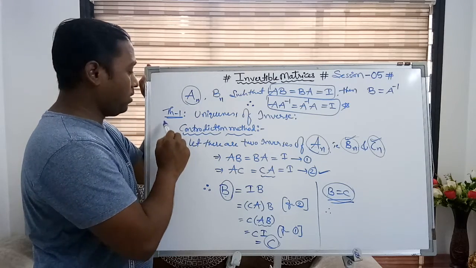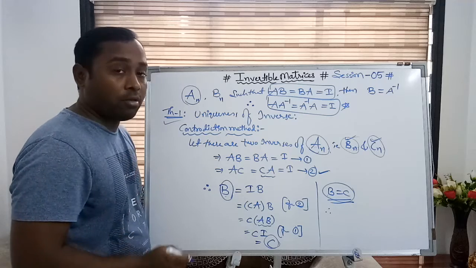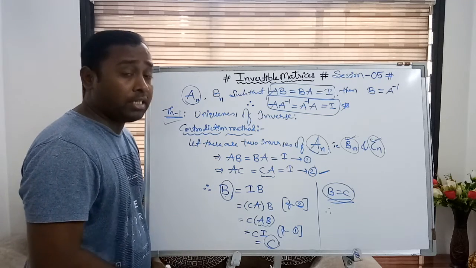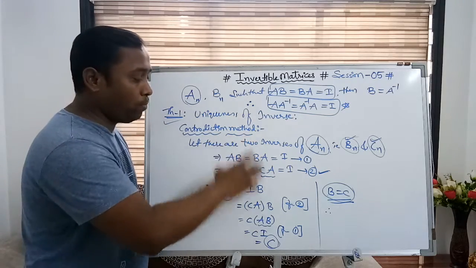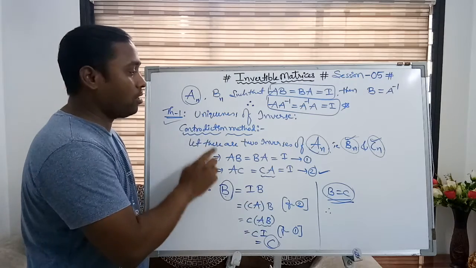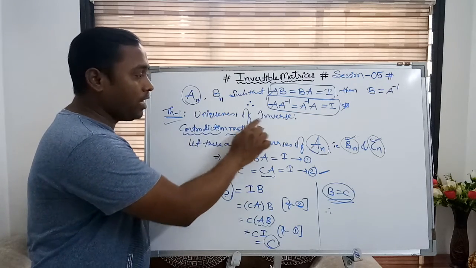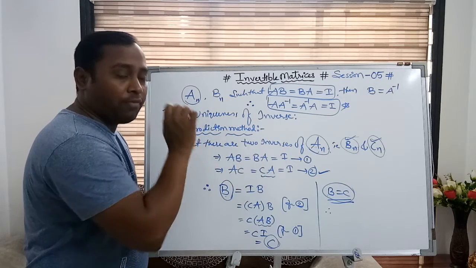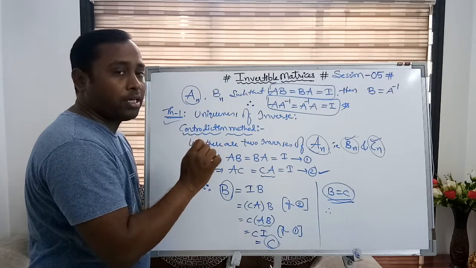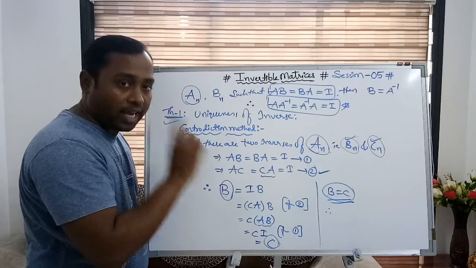Okay, so this is a statement, you can say a theorem, which has been asked many times in boards. So please do practice these theorems. What is the first theorem or result here? We can say uniqueness of inverse. It means if it exists, every square matrix possesses one and only one inverse.